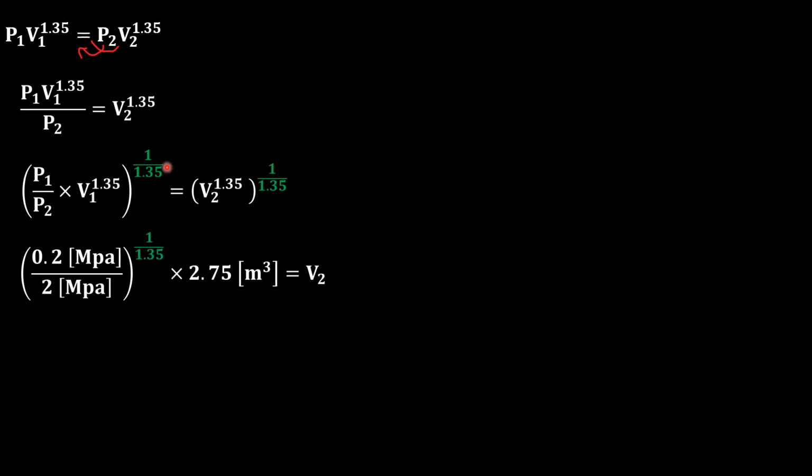So 1.35 and 1.35, when you multiply these two, will give you volume to the power 1, which is this one right here. And this one will be all the way to the power 1.35. And now the megapascal will cancel with the megapascal. We will plug this into our calculator, and it will give us this value. So the second value, 0.5 meter cube.